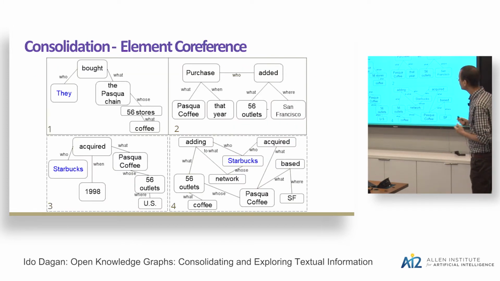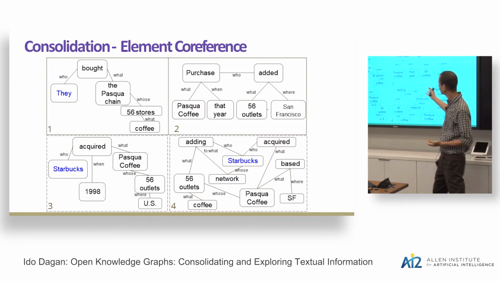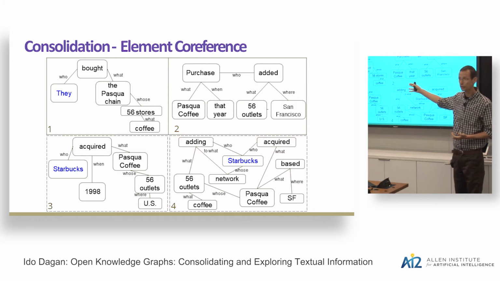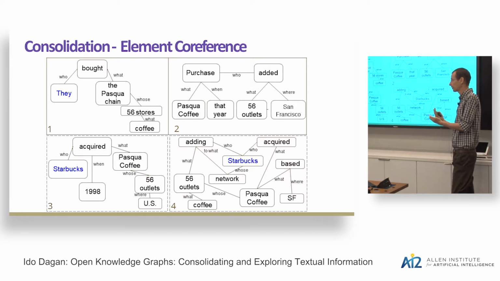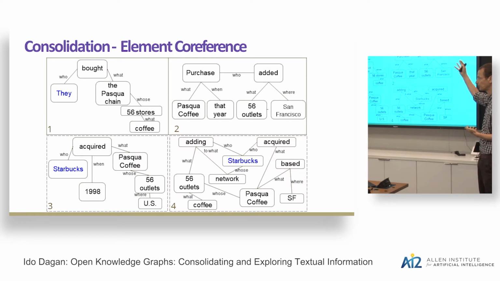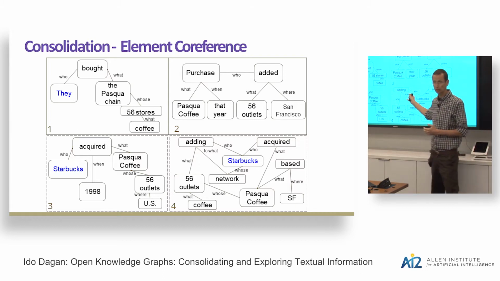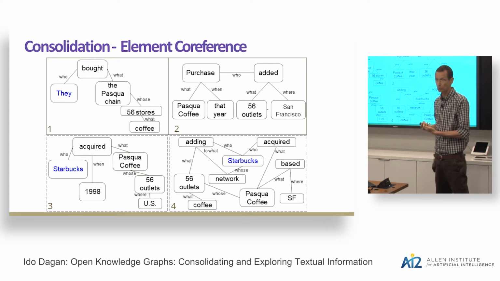Now we would like to consolidate multiple texts. So now we have 4 graphs for the 4 sentences we've seen before, and we would like to somehow merge or consolidate them. Here we will use the approach we've seen already, like in multi-sentence AMR or in the works on summarization. We need to identify the coreferences: Starbucks, they, all refer to the same element. We would like to have eventually a single node for all of them.